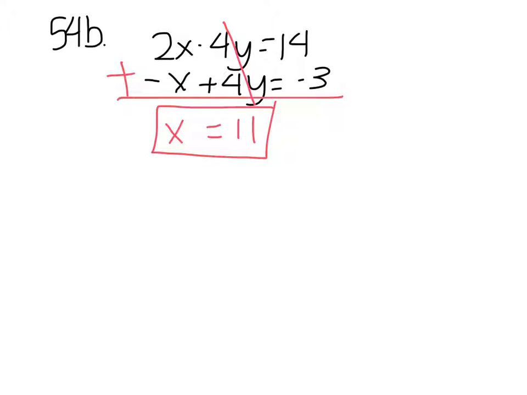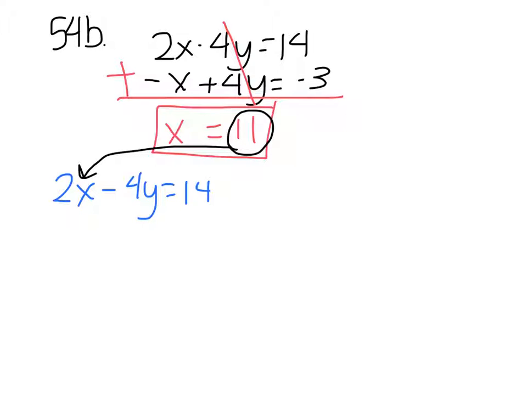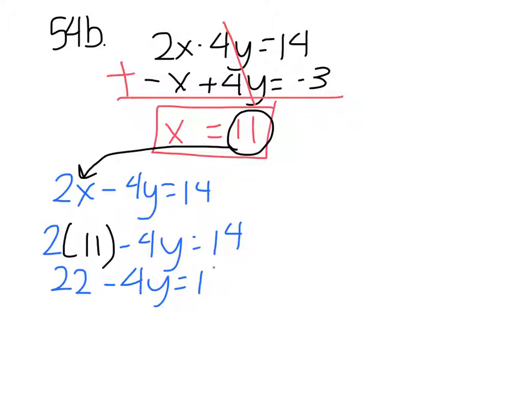Now we're going to take the x and plug it back in either of the equations. I'm going to plug it back into the first equation. Again, it does not matter. Because my 11 is equal to x, I will plug 11 in for x. So we'll have 2 times 11 minus 4y equals 14. So it'll give us 22 minus 4y equals 14.